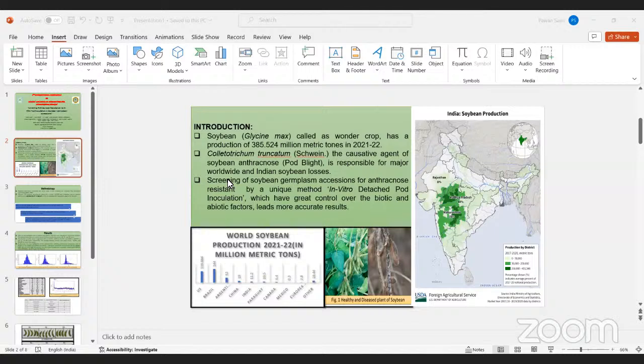There are several methods for controlling the disease, like cultural, biological, and chemical, but all have their own limitations. So, to overcome these problems, we have to move on to a new method, that is creating resistant cultivars. And parallelly, creating a resistant cultivar has its own benefits.